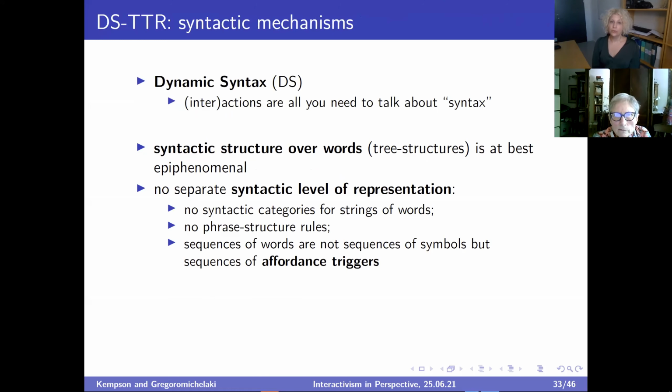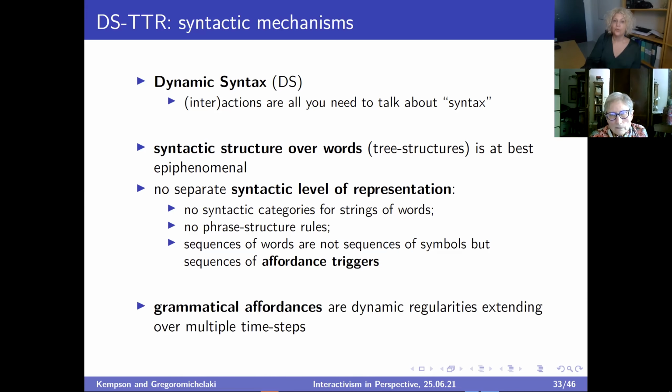And according to standard DS, interactions are all that you need to talk about syntax in natural languages. So standard syntactic representations assumed in standard frameworks are taken to be epiphenomenal. There is no phrase structure level of analysis, and sequences of words are analyzed as sequences of affordance triggers. Grammatical affordances can then be taken as a formalization of the notion of unfolding practices.